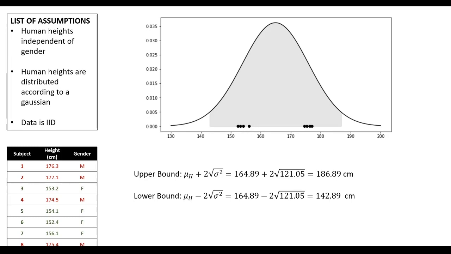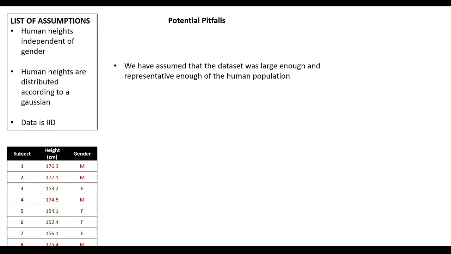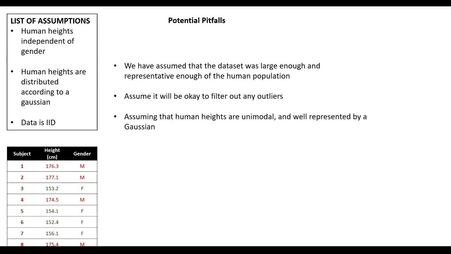Before we finish, let's go over the potential pitfalls we could encounter with this model. First, we assume that our chosen dataset was large enough and representative enough of the human population. If this were a real-world scenario, this is definitely not the case, but we will cover minimum sample sizes in a future video. Second, we are assuming that it will be okay to filter out any outliers. Humans come in many shapes and sizes, and we must be prepared to occasionally misclassify. Third, we are assuming that human heights are unimodal and are well represented by a Gaussian. If we have kept those in mind, great.